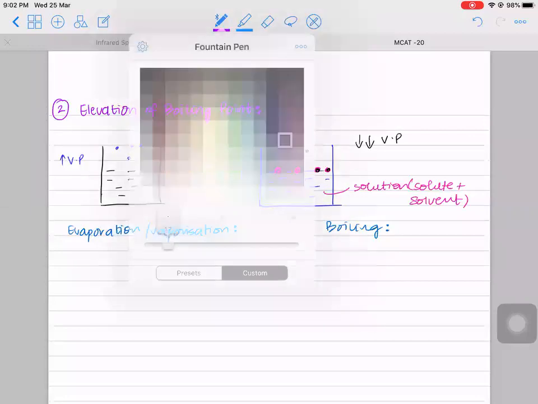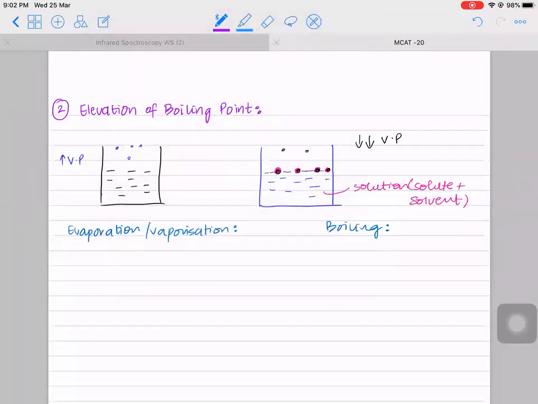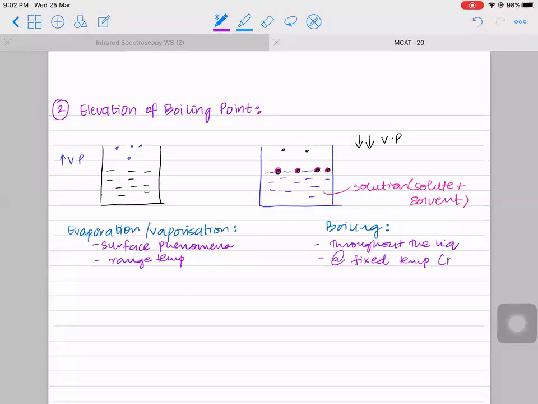Evaporation or vaporization, as you can see, only happens at the surface. So this right here is a surface phenomenon. This happens only at the surface. Whereas boiling happens throughout the liquid. Vaporization happens at a range of temperatures. It doesn't have to be at a fixed temperature. Whereas boiling happens at a fixed temperature, which is your boiling point, right?